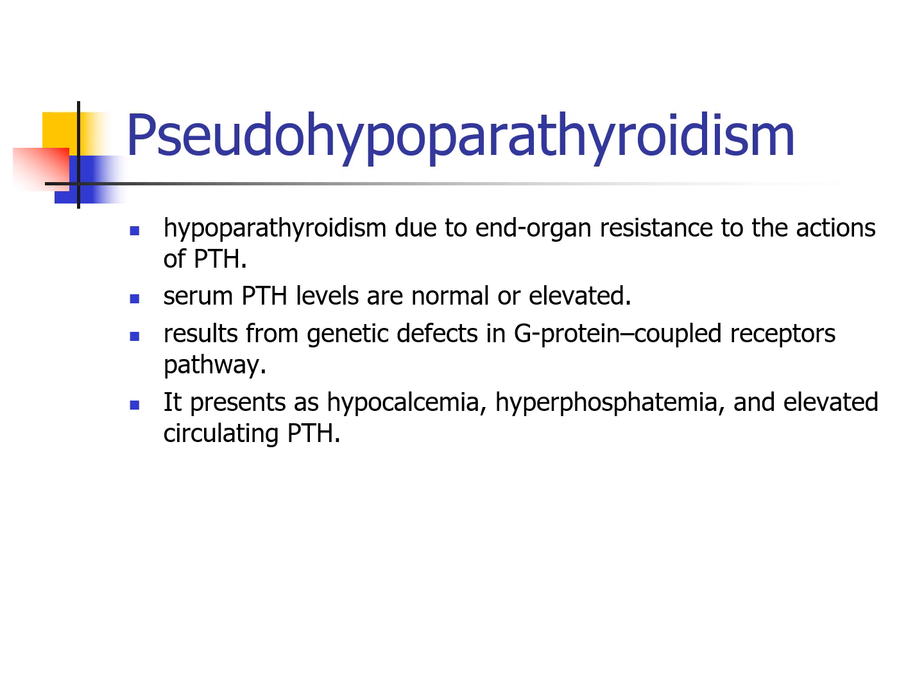This results from genetic defects in the G protein-coupled receptor pathway, so the end organs are resistant to the actions of parathyroid hormone. This presents as hypocalcemia, hyperphosphatemia, and elevated circulating parathyroid hormone.